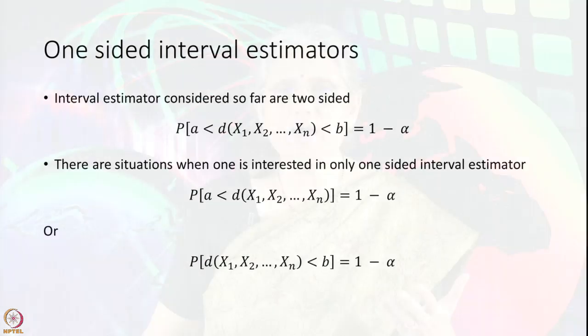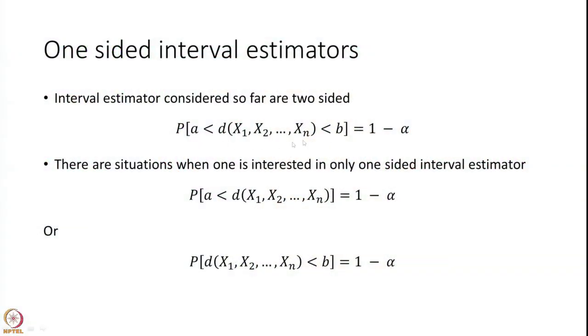Now, you see, so far we have considered the two-sided estimator. It means that the estimator had a bound on two sides, the probability of A less than D less than B is equal to 1 minus alpha. Suppose we have only a one-sided estimator, that is, we take the probability of A less than D is equal to 1 minus alpha, or the probability D less than B is 1 minus alpha.